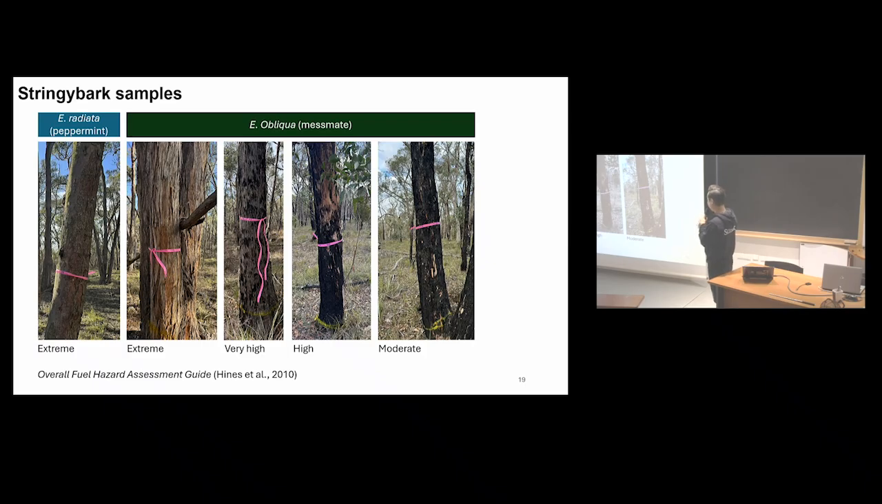This one is for the stringy bark. For stringy bark, we follow the overall field hazard assessment handbook. So we went to the forest, we chose a tree. This one hasn't been burned before, so it has the extreme hazard rating. This one has different levels of burn because it used to be in the bushfires, so it has different hazard ratings here. So we chose 5 different representative trees.